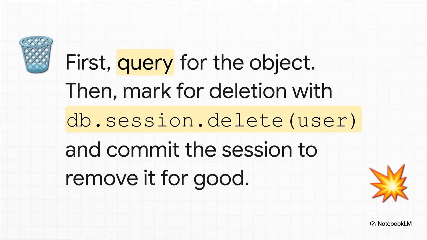And deleting is just as easy. After you fetch the object you want to get rid of, you just pass it to db.session.delete. This marks the object for deletion in our staging area. One final commit, and that record is gone from your database for good.